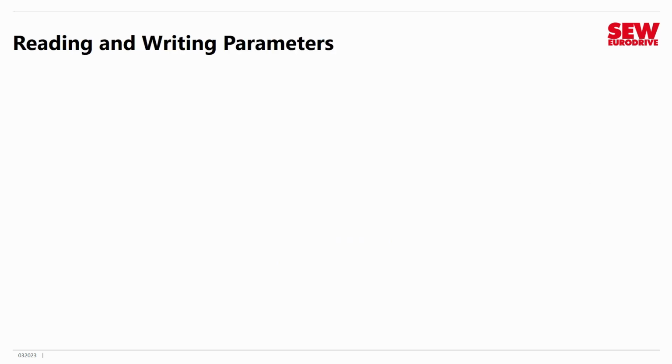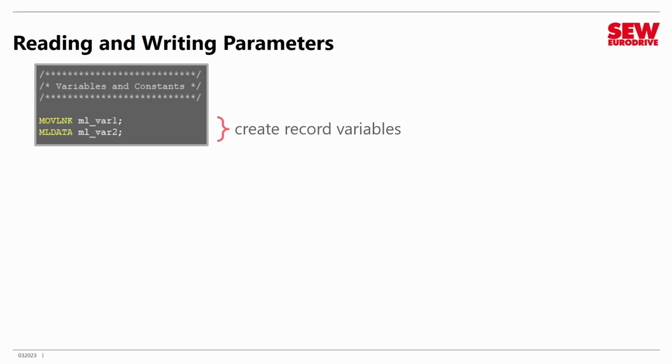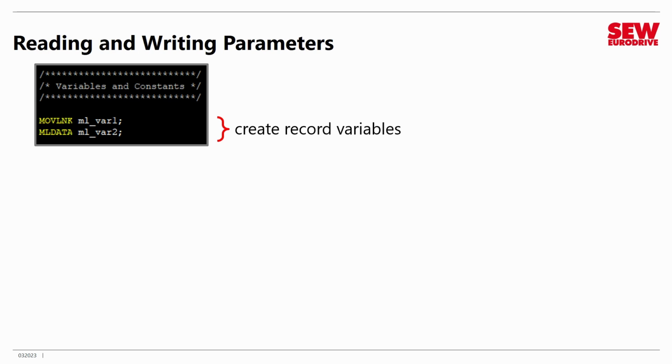All right, we are getting there. I know this is heavy stuff, but we're getting to the goal, and that is how to read and write parameters. So what you have to do is this in your program. You have to create two record variables, one of data type MOVLINK and the other of data type MLData. I've just called mine MLVAR1 and MLVAR2. So this is up in the variables and constants section.